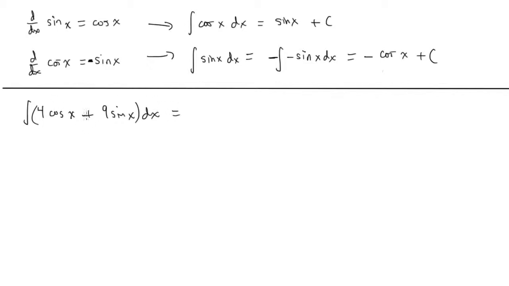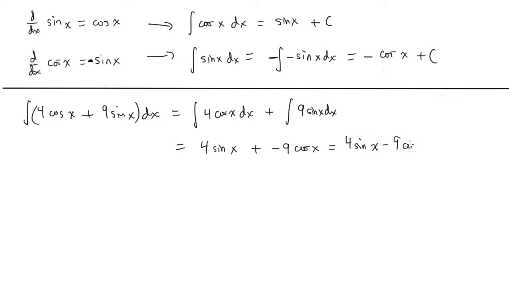Because it's a sum of two functions, I can just take two basic pieces like this and just integrate each one. And by what we did up above, the integral of cosine is sine, and so the integral of 4 cosine is 4 sine. And then the integral of 9 sine is negative 9 cos x, and so I could write this as 4 sine x minus 9 cos x plus c.